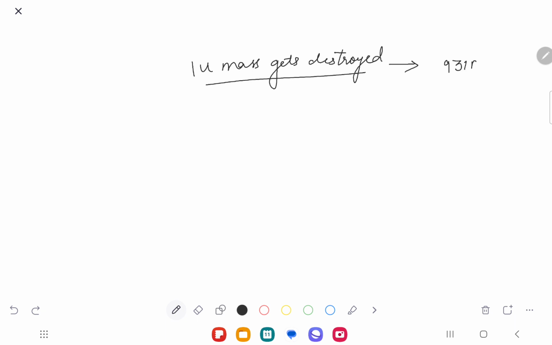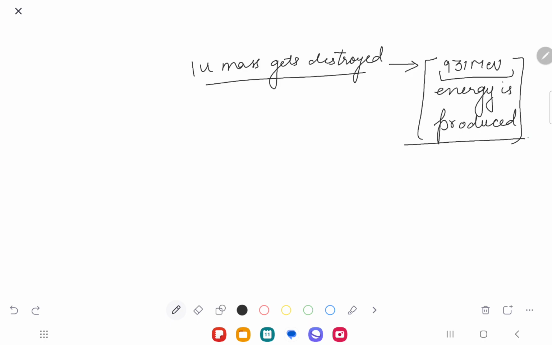When we are talking about the binding energy part, I think I told you that when one u mass gets destroyed, approximately 931 mega electron volts of energy is produced. This is where we left off, where I told you that 1 u is equal to 1.67 × 10^-27 kg, and energy is equal to mc².